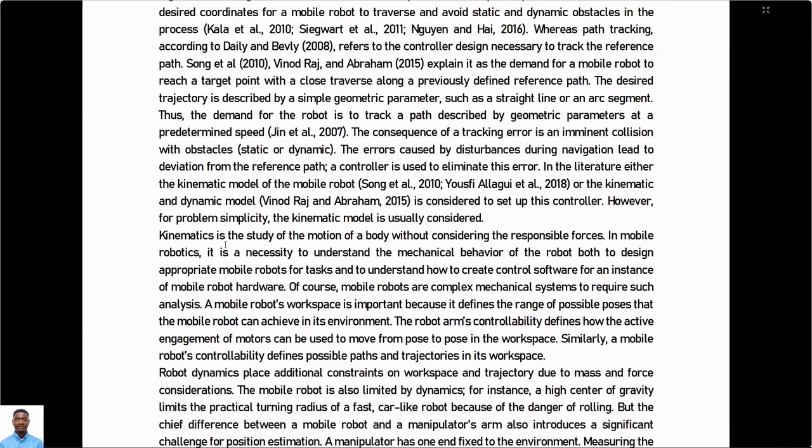Also, there's another important aspect of mobile robots, which is the kinematics. And we know that kinematics is the study of motion of a body without considering the responsible forces. So you have a mobile robot, and we know that it is the DC motor or whatever actuator you are using that propels it. However, I want to study the motion of that mobile robot without considering the actuators that are causing that motion to take place. So that's the kinematics in this case.